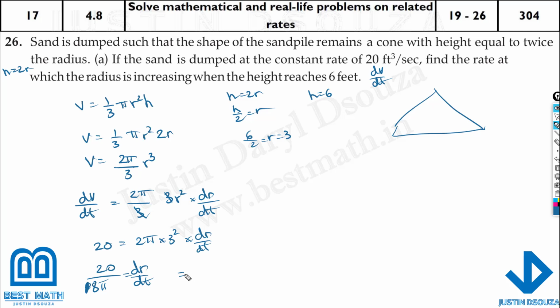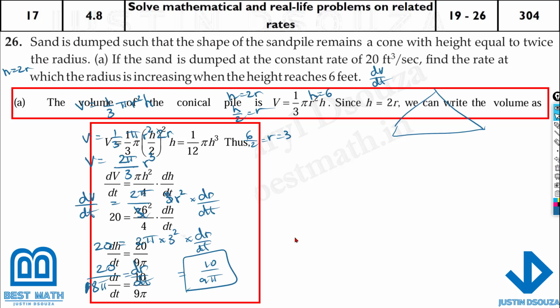This is 18. So this can be simplified. Two tables go. It'll be 10 by 9 pi. That's the answer. You can see dr by dt will be 10 by 9 pi. That's what we also got.